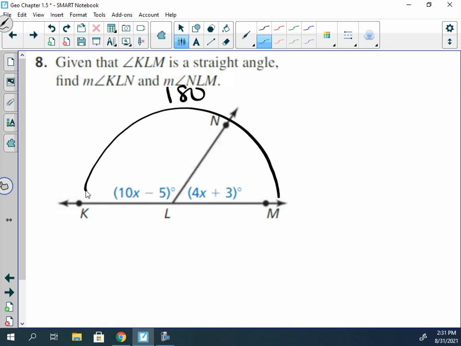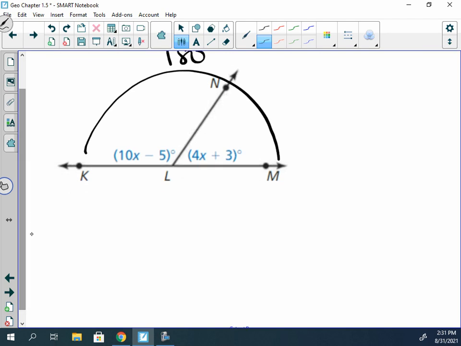But I do know that one of these angles is signified by 10x minus 5, because that's what they're telling us that angle is. And if I take that and add it to 4x plus 3, because again, those two angles are signified by expressions, but they will add together to be 180 degrees.